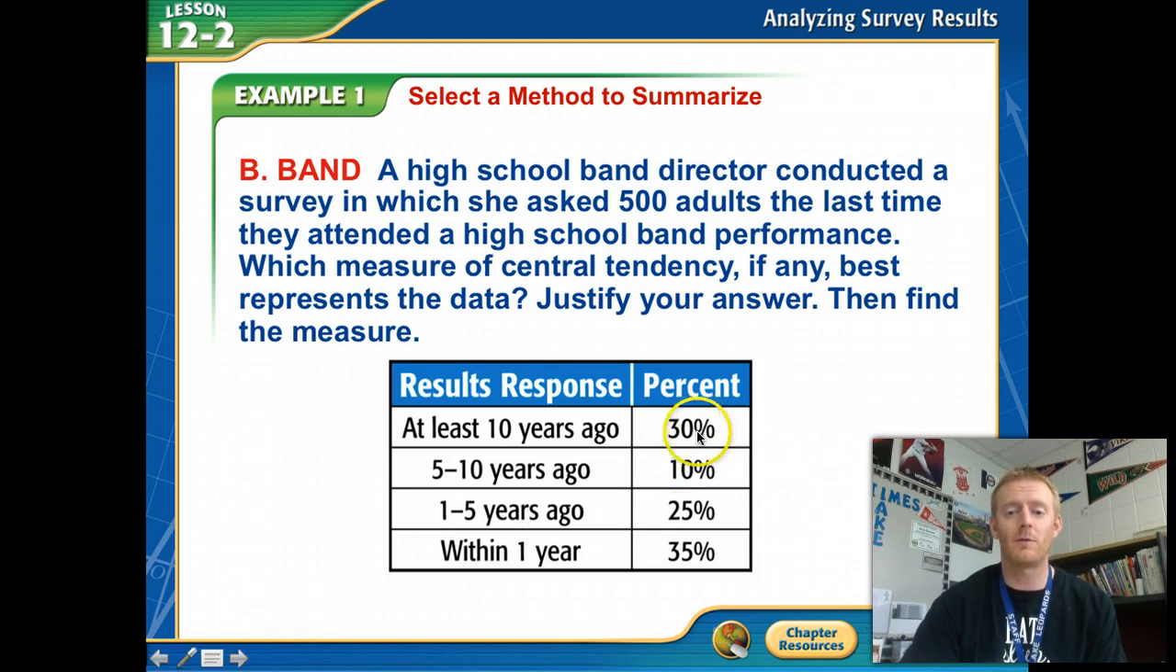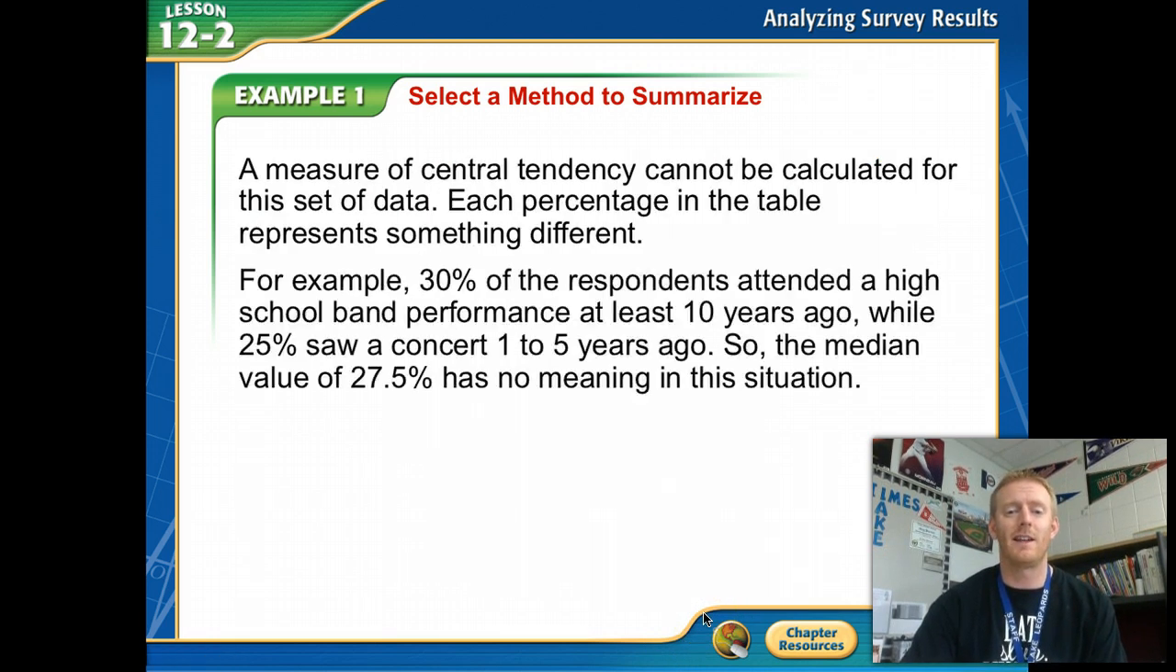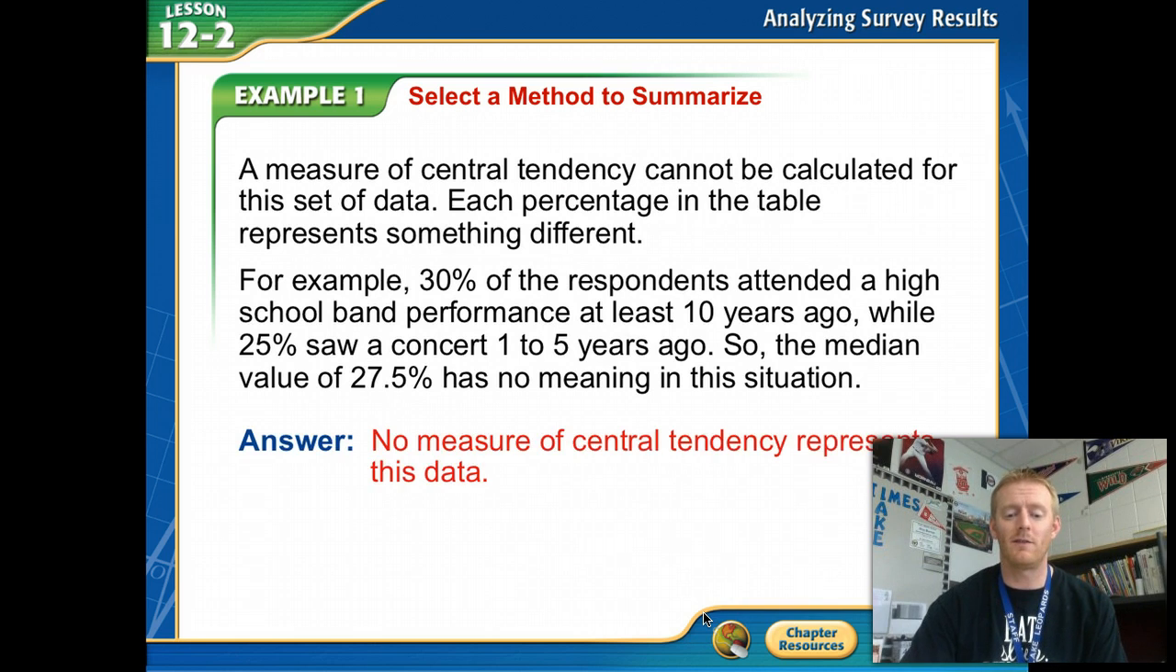On our next question here, which measure of central tendency, if any, best represents the data? Well, we have a 30%, 10%, 25%, and 35%. None of these are really in the middle for us to help us out. So there really is not a good central tendency for us on this kind of data.